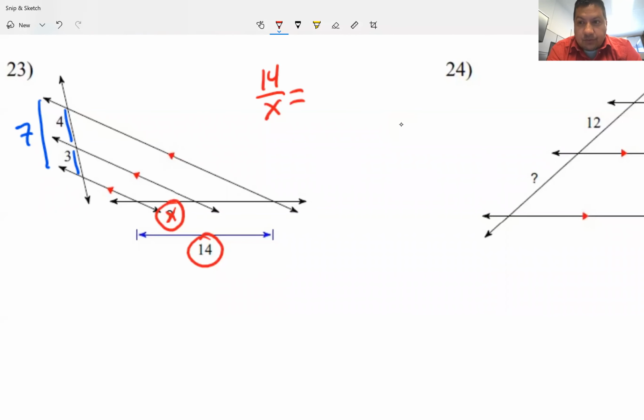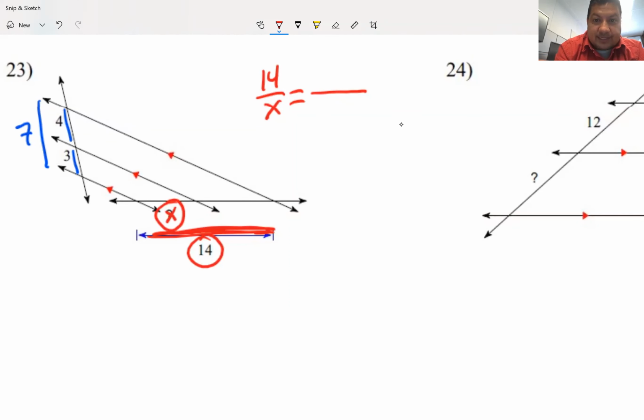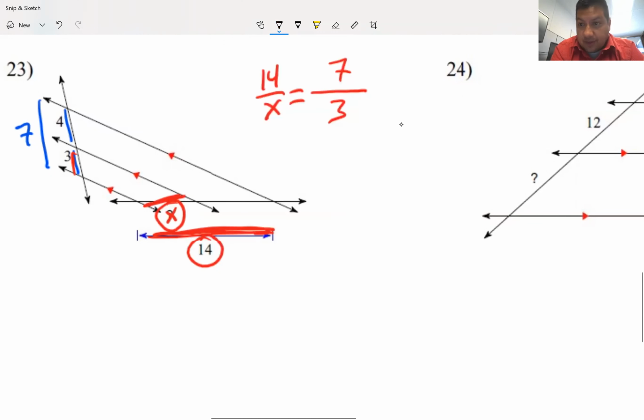If you wrote the x over 14 already, leave that alone. Leave it as x over 14. I'm going to write 14 over x, just to emphasize that x doesn't have to go on top. Now here, my second fraction matters. 14 is the big side. So 14 is going to go with 7. X is this small side. So x is going to go with 3. So if you wrote x over 14 equals 3 over 7, now you guys can probably see why it doesn't matter if x goes on top.